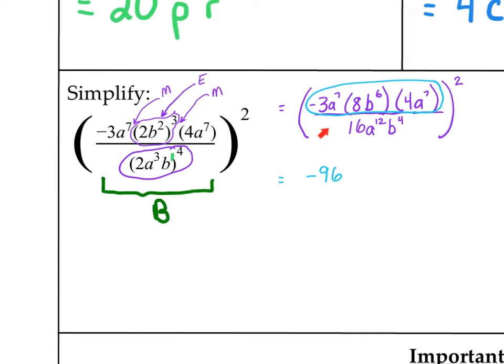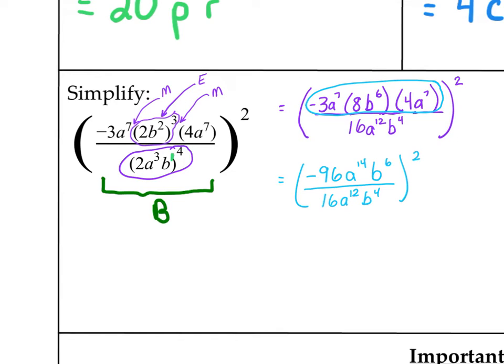Then for the a's, you're going to add the exponents. So the exponent of 7, that does not have a base of a. This base of a has an exponent of 7. So when you add the exponents on the a's, 7 plus 7 is 14. So that's a to the 14. Then the b, there's only one b in the numerator, so it just keeps an exponent of 6. The denominator, there were no operations left in the denominator, so it just stays 16a^12b^4. And you still have that exponent of 2 on the outside.